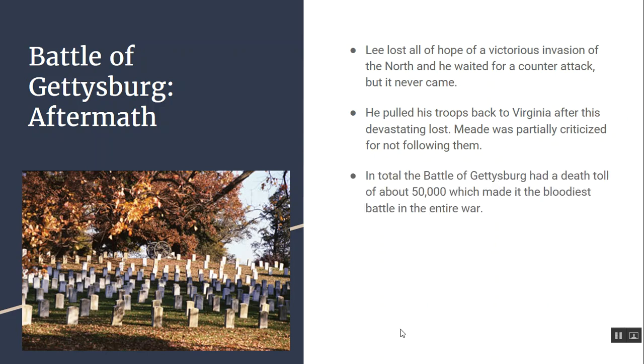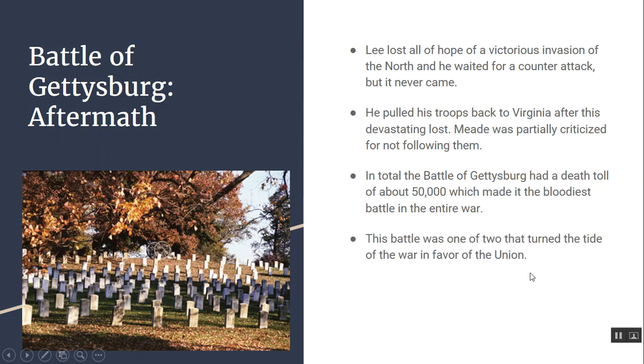In total, the Battle of Gettysburg had a death toll of about 50,000, which made it the bloodiest battle in the entire war. The battle was one of two that turned the tide of the war in favor of the Union. We've already talked about the other one. It was at Vicksburg, Mississippi, where a great siege occurred. We'll continue to talk about it, and I'll continue to reinforce it just because it was one of the two main battles of the Civil War.